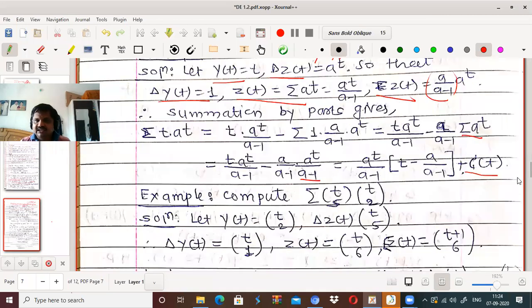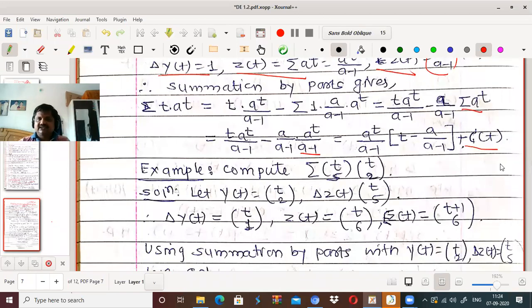such a function whose delta is equal to 0. That is, c of t is such that delta of c of t equals 0. So this is the answer of summation of t into a to the power t. We will use the product formula there. Now second example, we can say that summation of tC5 into tC2.